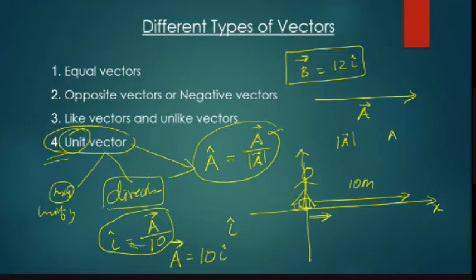And what about I cap, Soja? What does that I cap represent? A vector has two parts: direction and magnitude. I cap is the direction. Which direction? Which axis do I have to walk? I told you, I cap is the unit vector along the x-axis.